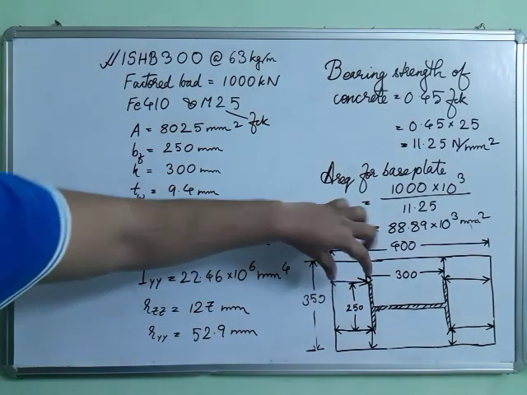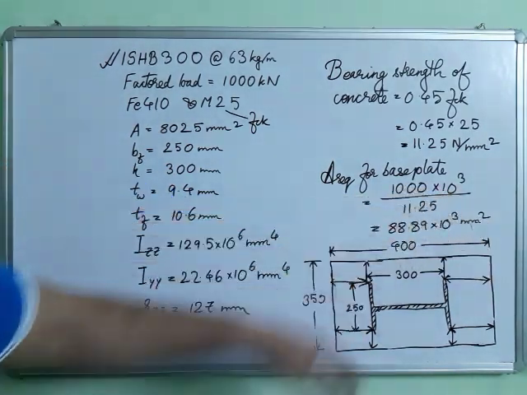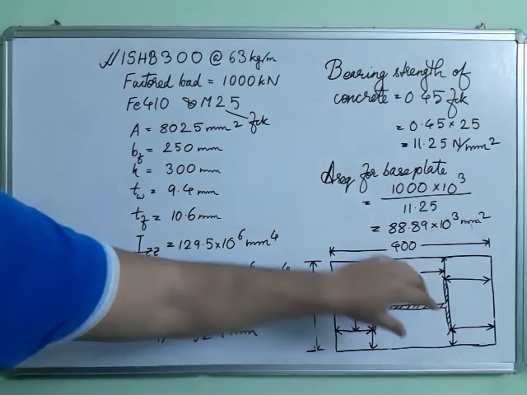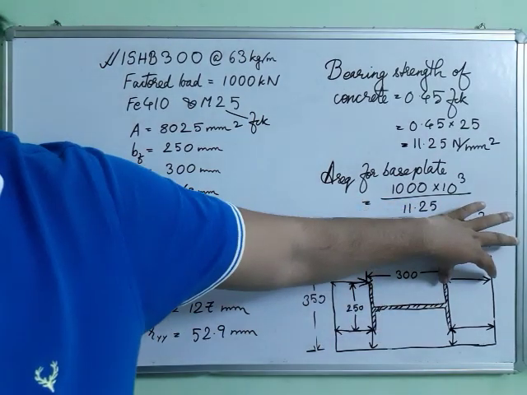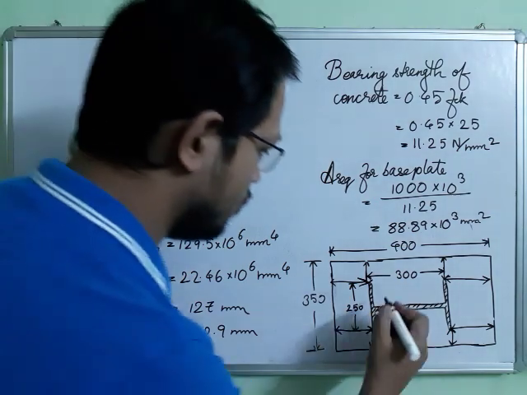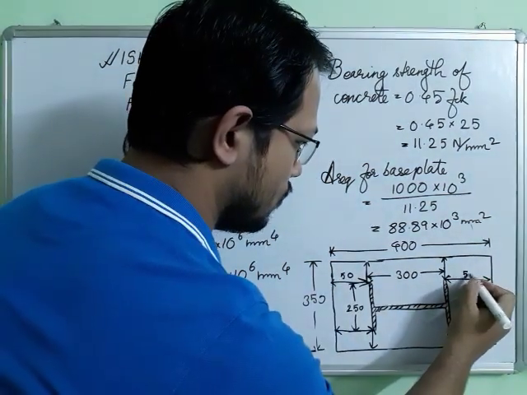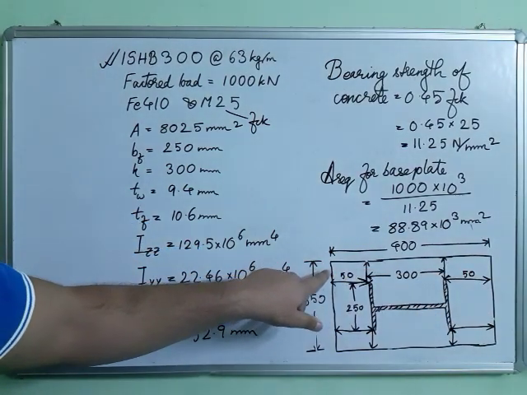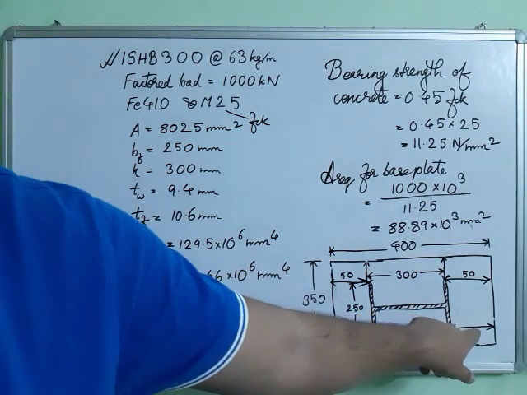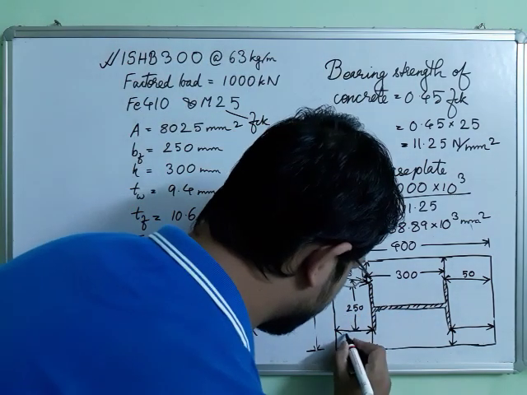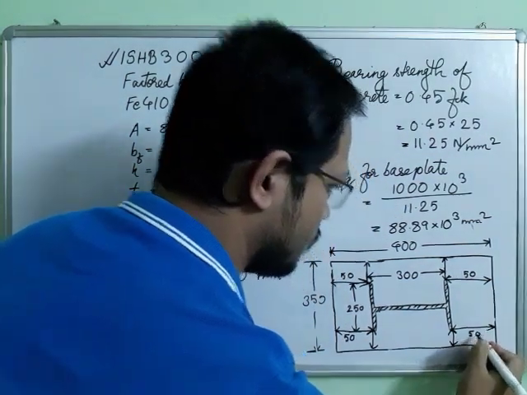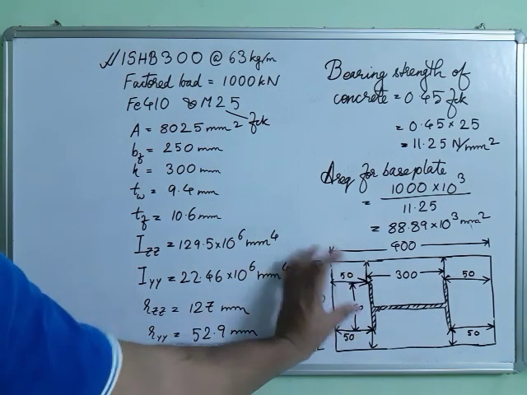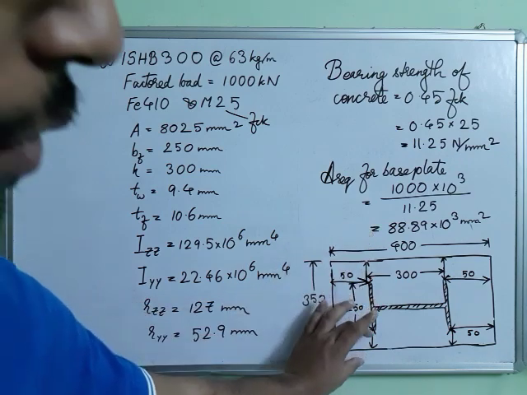Now if we want to find out this value and this value, it's very easy. If this is 300 and this is 400 and the column is at the center, this will be 50 and this will be 50. If this is 50, this is 50, overall it is 400, isn't it? If this is 50, this is also 50, this is also 50. Now this is 350, this is 250, so obviously this will be 50 and this will be 50.